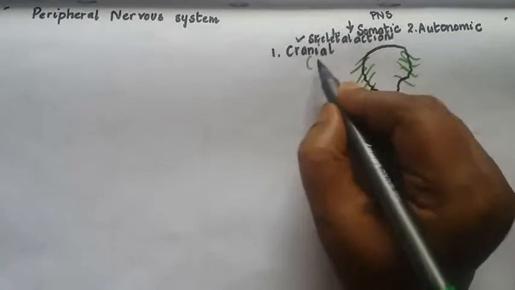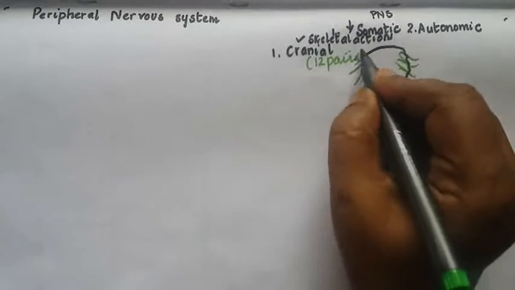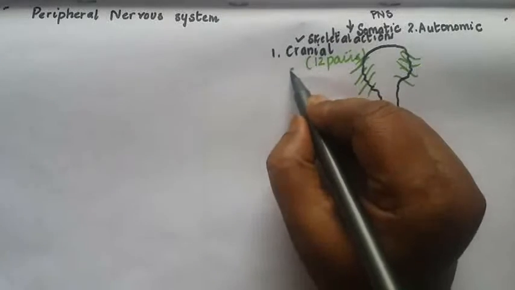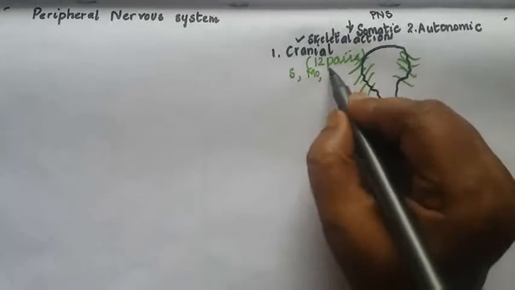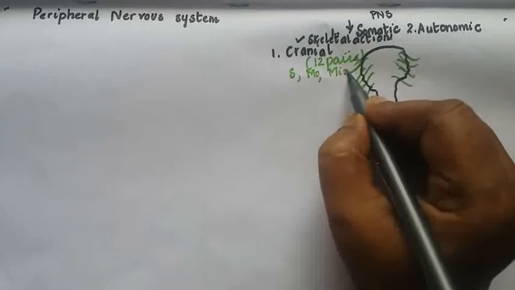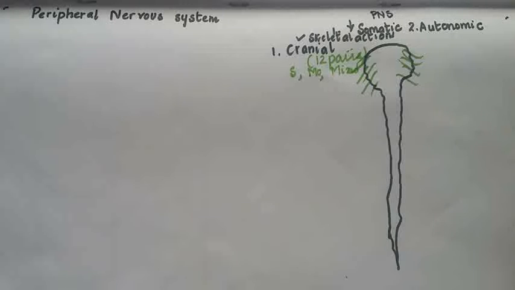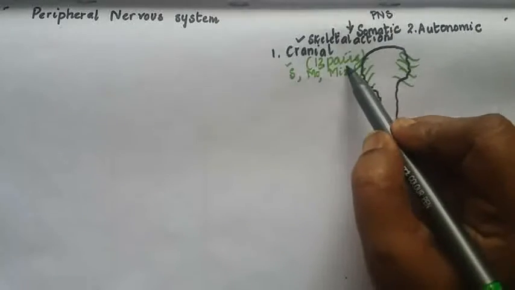We have around 12 pairs of cranial nerves which are emerging from the brain, and these cranial nerves can be of any type. Sometimes it can be a sensory nerve, it can be a motor nerve, or even it can be a mixed nerve. Right, children? I think we have learnt about the types of nerves in the earlier video. The nerves are of three different kinds, known as sensory nerves, motor nerves, and mixed nerves.